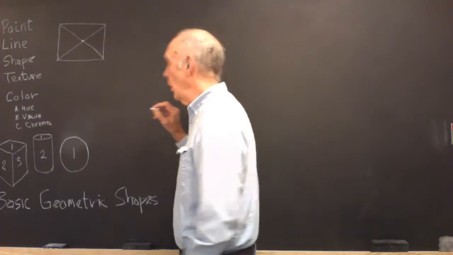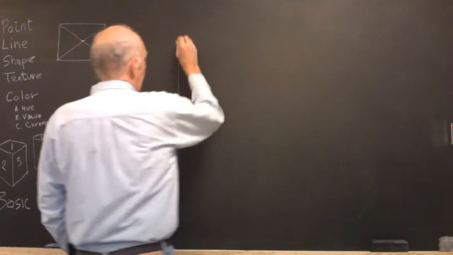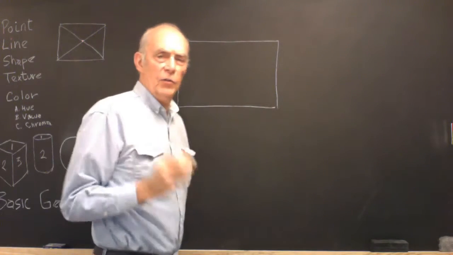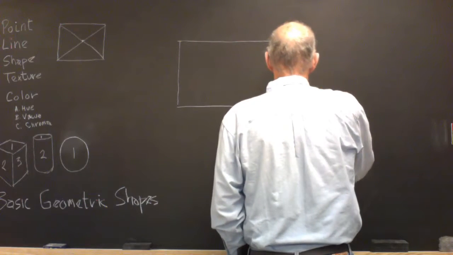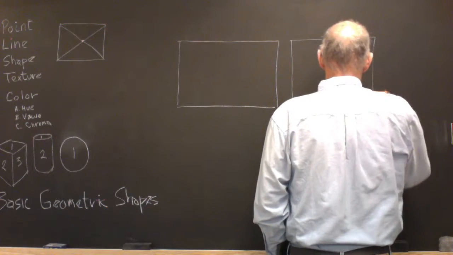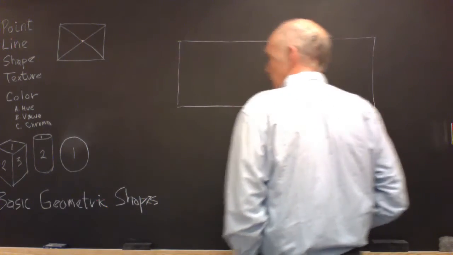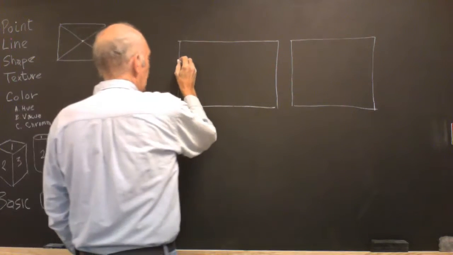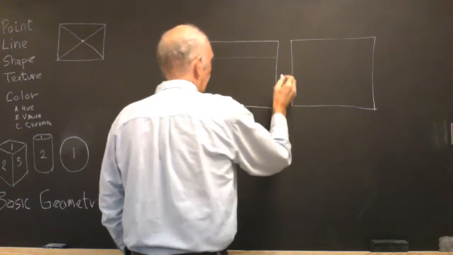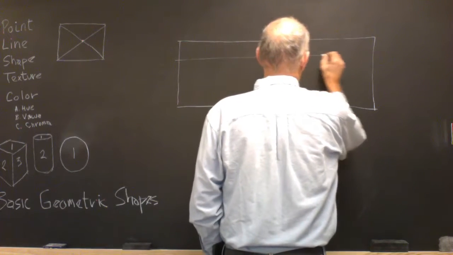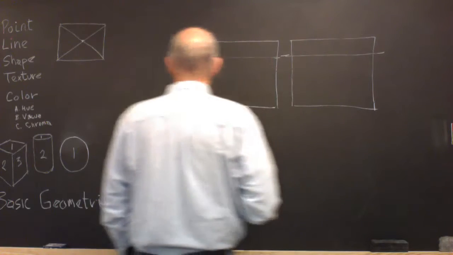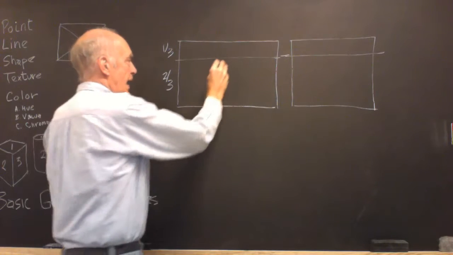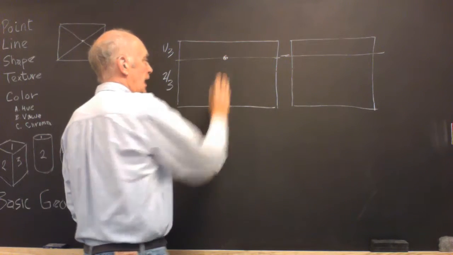First thing I'm going to do is draw a picture plane. In fact, I'm going to draw two picture planes. And I'm going to set them up in a normal situation, which means one-third, two-thirds for the horizon line, and establish the line of sight vanishing point.